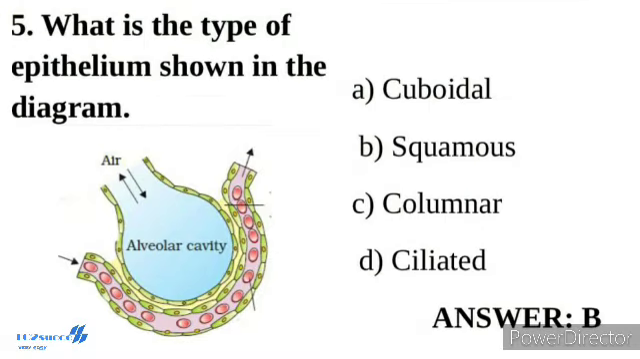Question number 5. What is the epithelium shown in the diagram? Shown in the diagram is a section of an alveolus with a pulmonary capillary. Alveoli are the primary site of exchange of gases. Exchange of gases also occurs between blood and tissues. Oxygen and carbon dioxide are exchanged in this site by simple diffusion, mainly based on pressure or concentration gradient.